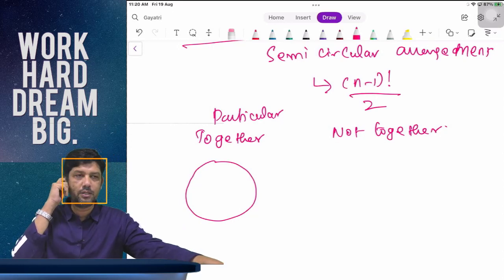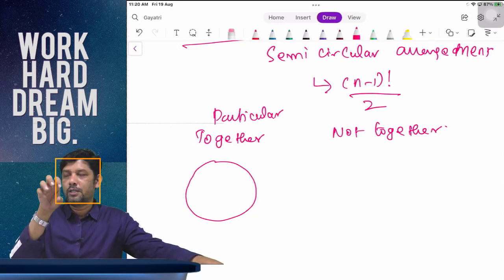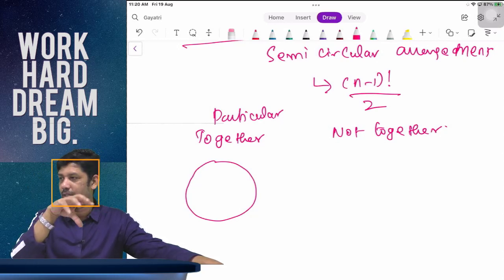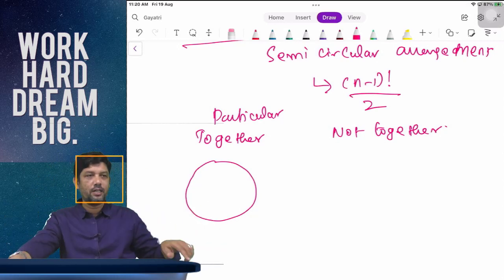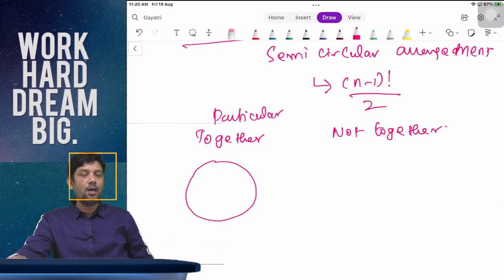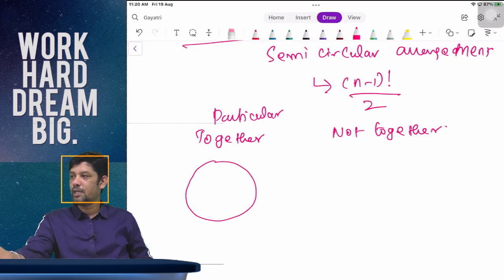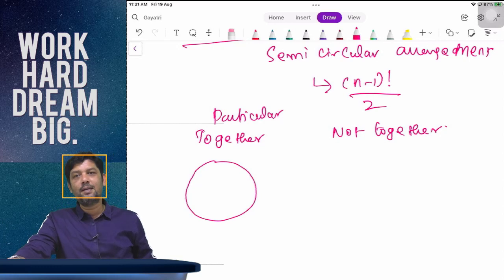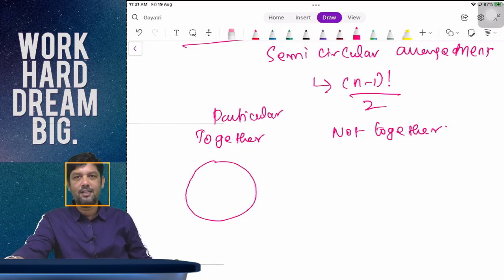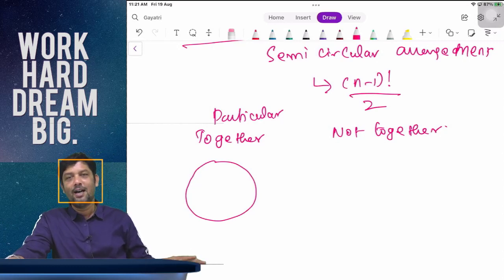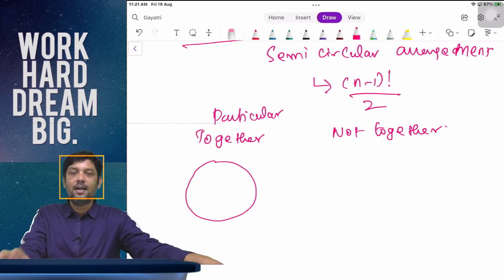Now let me come to restriction. Say 10 actors are arranged on a circular table, and among those 10 people, Dhanush and Amala Paul say we always want to sit next to each other. For North Indian students, Amala Paul is an actress.